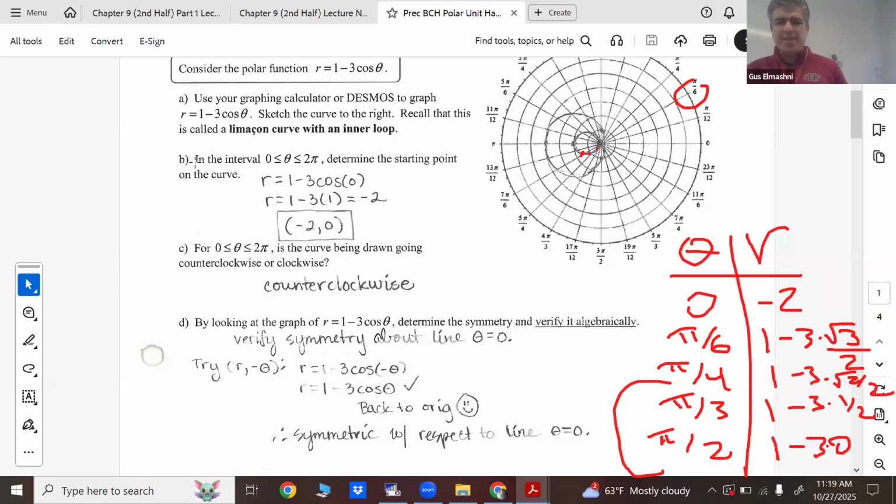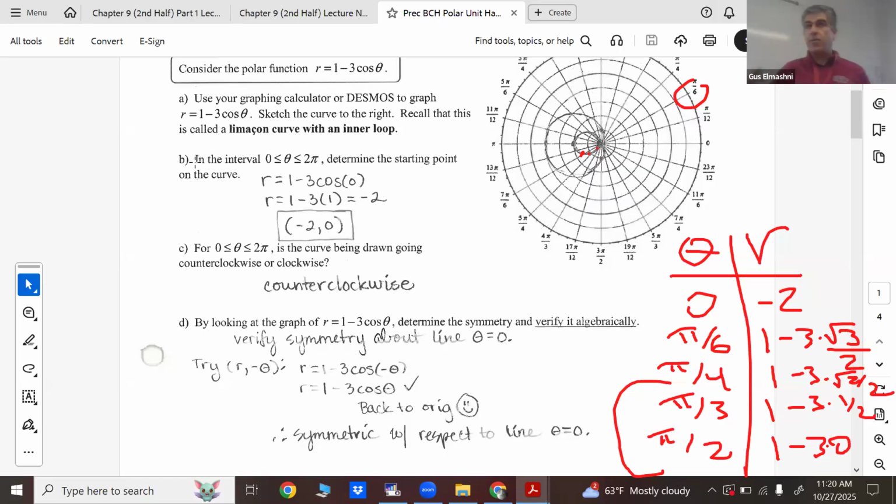Now the symmetry is easy. Just replace theta with negative theta, see what happens. It stays the same. So that's symmetric about the polar axis. Polar axis is horizontal, or theta equals 0. If you say symmetric about theta equals 0, or the polar axis, both are acceptable. To show it algebraically, you replace theta with negative theta and see what happens. If it stays unchanged, great. It's symmetric about theta equals 0.